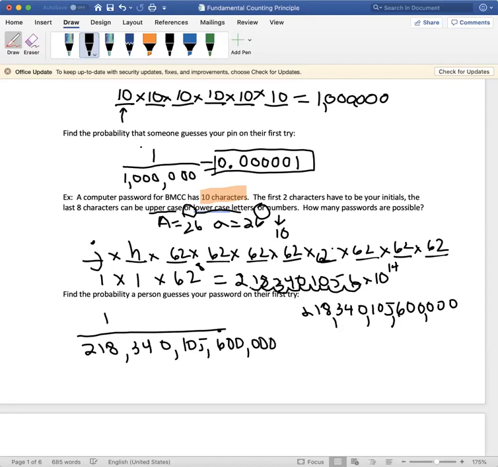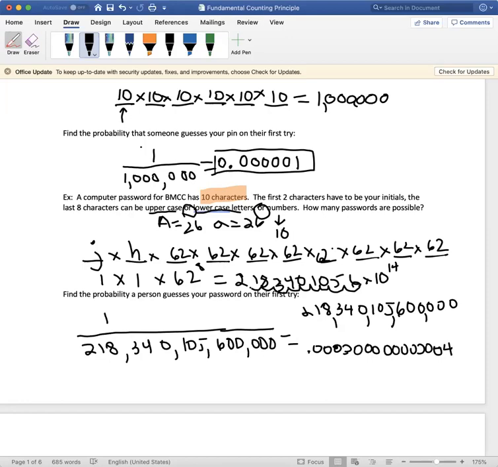I'm going to type it into my calculator. 1 divided by 218,340,105,600,000. And my calculator gives me pretty much a number, it's 4.58 times 10 to the negative 15th power, which is the same thing as saying point, let's see, 1, 2, 3, 4, 5, 6, 7, 8, 9, 10, 11, 12, 13, 14, 15. There's pretty much a 0% chance that's going to happen. It's a teeny, teeny, tiny number.